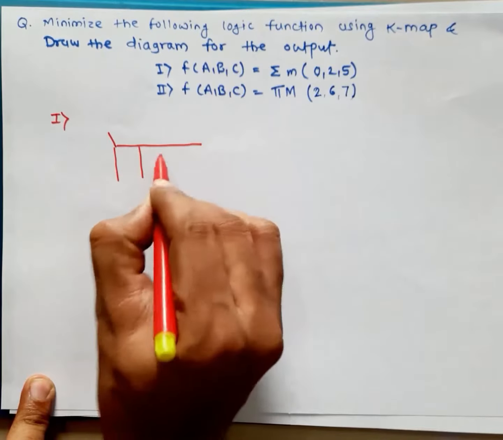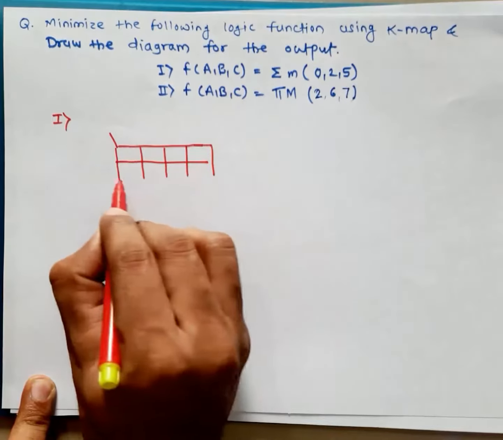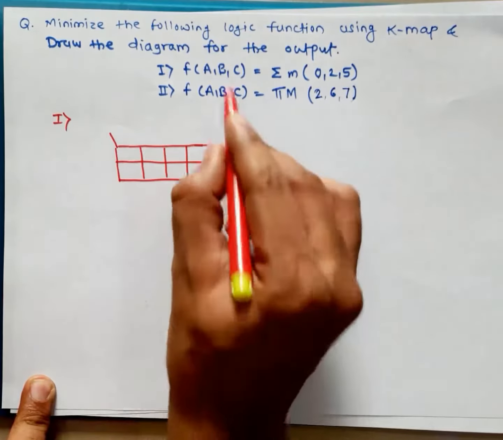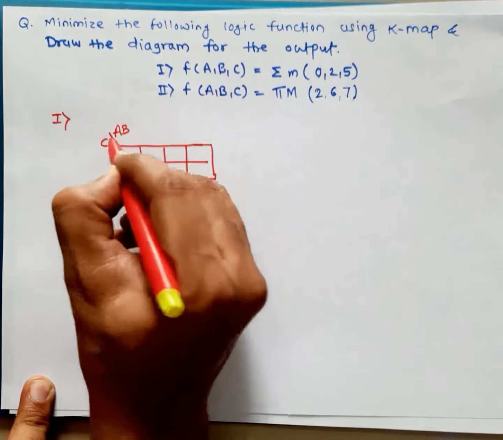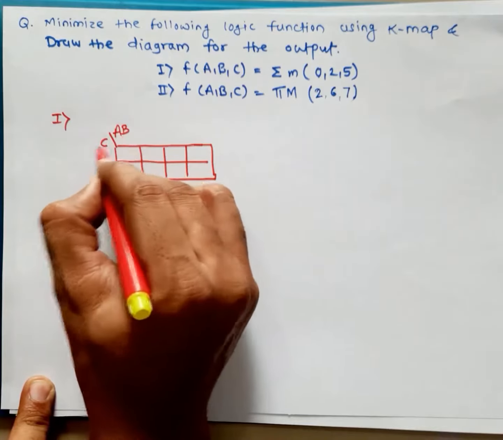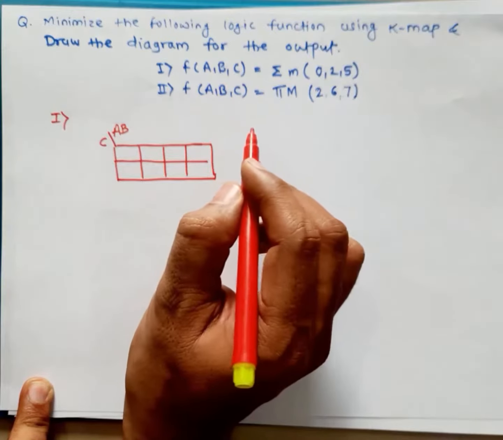Here first step is, you have to design the K-map as per the number of variables. Then assign the positions of variables. If you change the positions of variables, according to that your cell values will get changed.